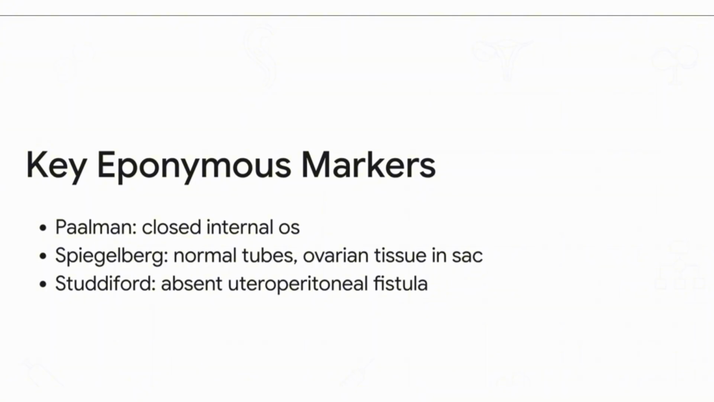Paulman criteria for a cervical ectopic means you'll see painless bleeding with a closed internal os but a partially open external os. Spiegelberg for ovarian requires perfectly normal tubes with actual ovarian tissue present in the gestational sac on histopathology. And Studiford for a primary abdominal ectopic requires normal tubes and ovaries and, crucially, an absent uteroperitoneal fistula.